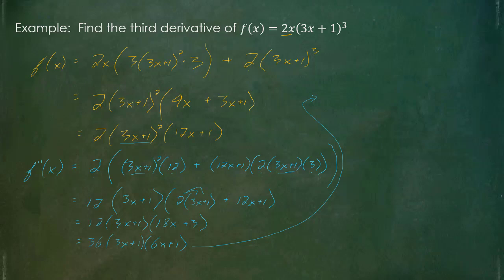So my third derivative for this one, since that's what the question was requiring us to find, would be to go ahead and keep that 36 in front. And now do a product rule again, so keep the first, 3x plus 1, times the derivative of the second, which is just 6. Then add that with, keep the second, 6x plus 1, times the derivative of the first, which would just be 3.